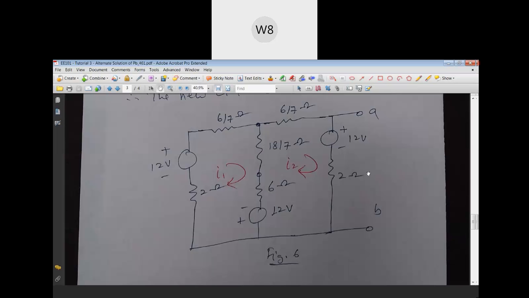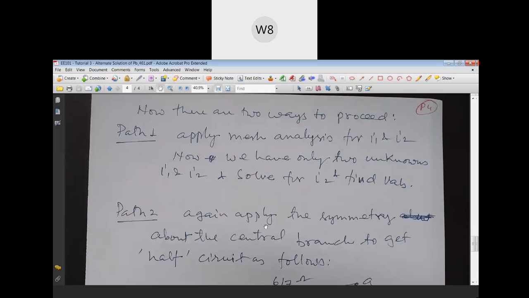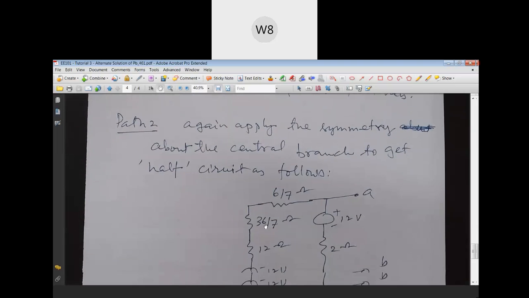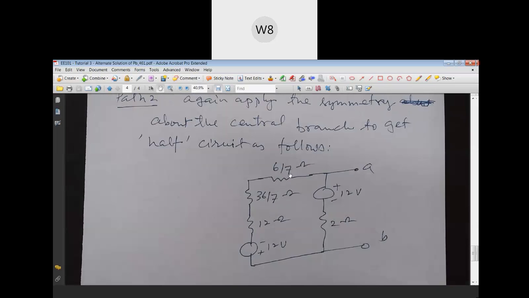So by looking at the previous solution based on the symmetry, we find that we have to split these two resistors into a combination of two parallel resistors. Similarly, this source also is a combination of parallel sources. So if you do this, each of these resistors gets doubled and the source remains the same. So if we do that, we get one half of the circuit given by this.